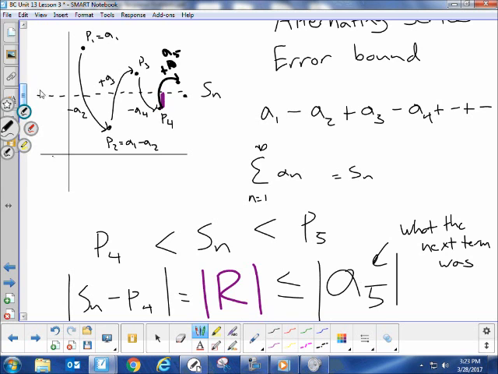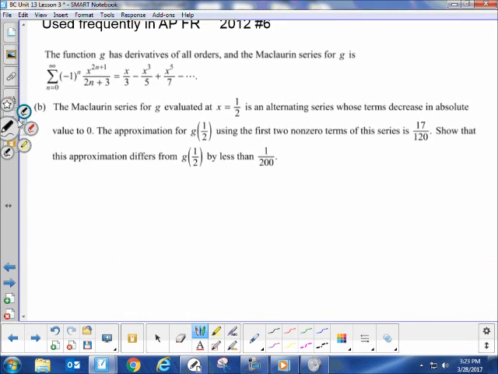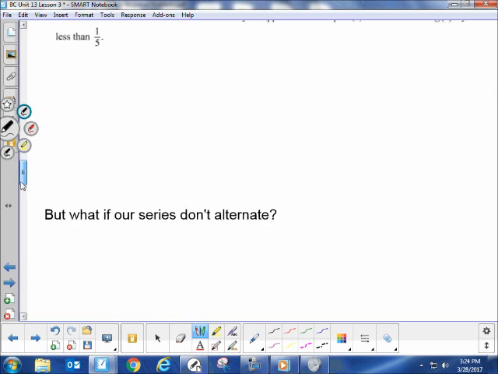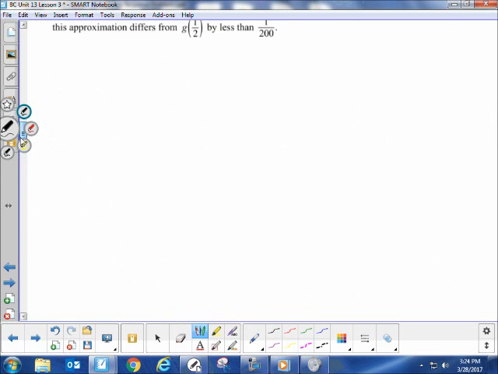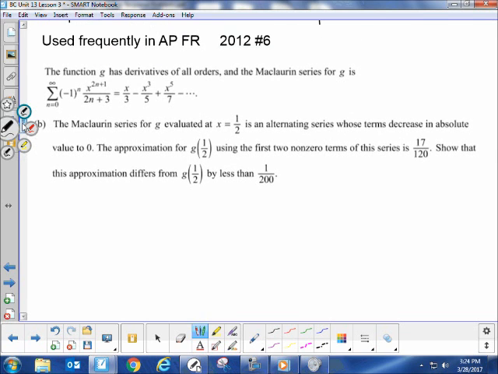Now, let's go back to the free response problem we were just doing. Let's go back to the free response problems and see how on these number 6 problems we can find the error bound understanding alternating series. So this was 2012 number 6. I don't know what problem it is in your packet, but you should see it in your packet. And this is part B.